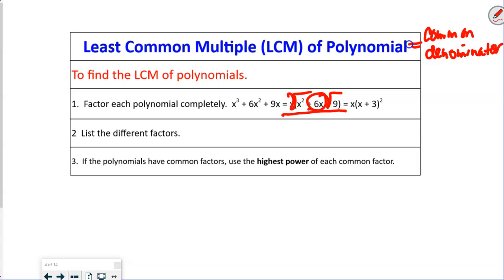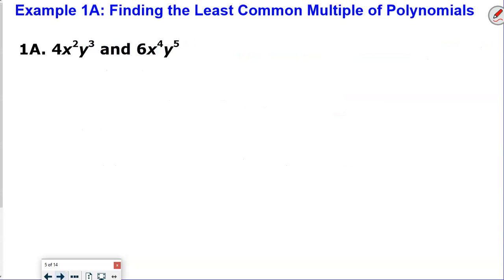Then you're going to list the different factors. If the polynomials have common factors, you're going to use the highest power of each common factor to figure out what the least common multiple is, okay? So this is what we're going to talk about with this first one.